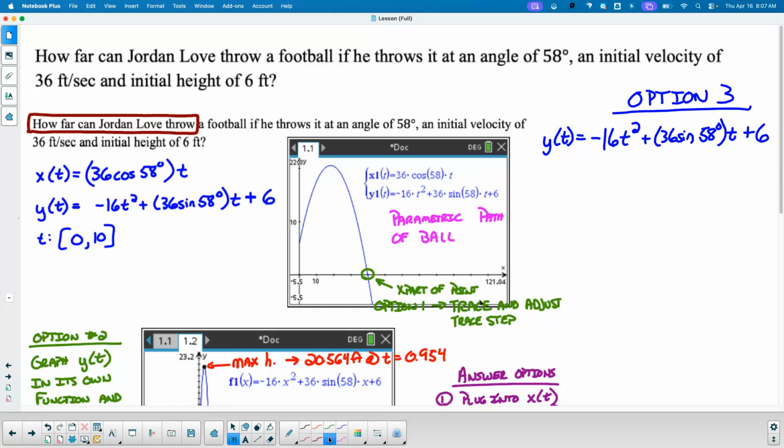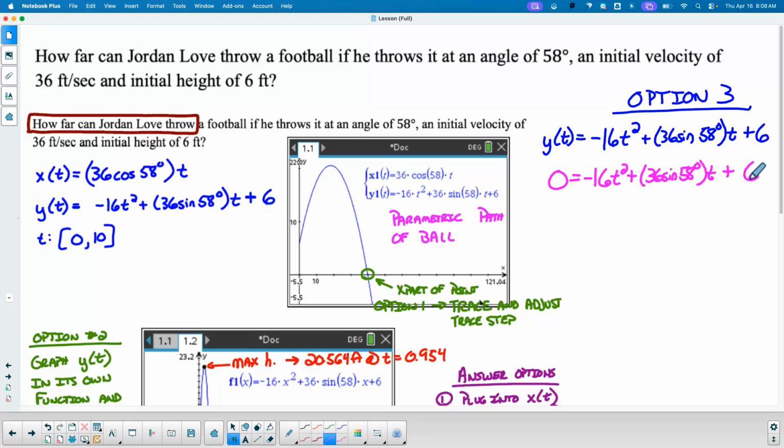How do we know how far Jordan Love can throw a ball? It's where the ball hits the ground, right? What's the height when the ball hits the ground? 0. So what am I going to do? I'm going to plug in 0, not for t. If I plug in 0 for t, I'm going to get 6, because that's where t equals 0. I'm going to plug in 0 for y of t. So I'm going to solve this equation: 0 equals negative 16t squared plus 36 sine of 58 degrees times t plus 6.